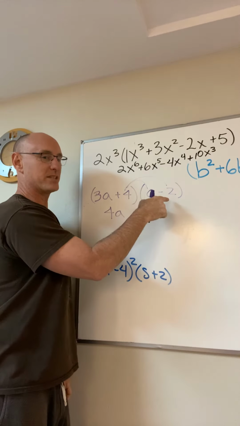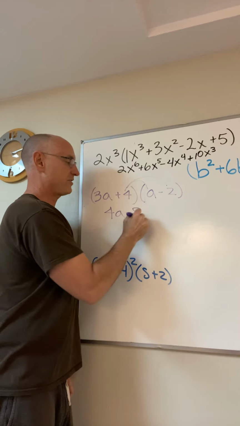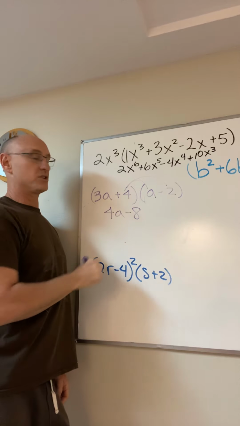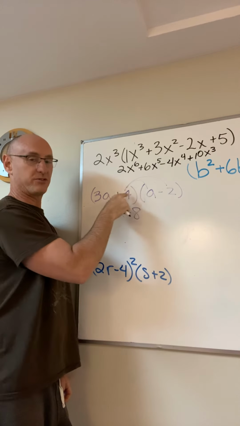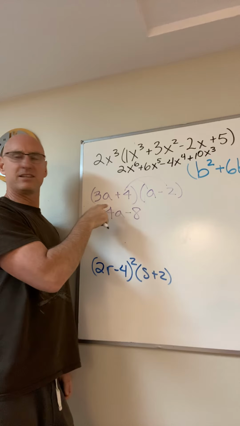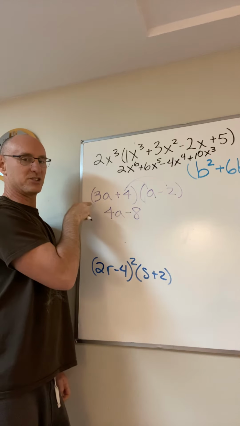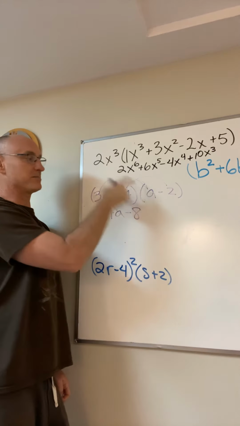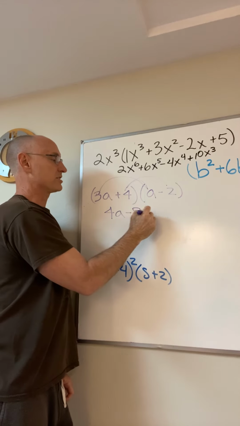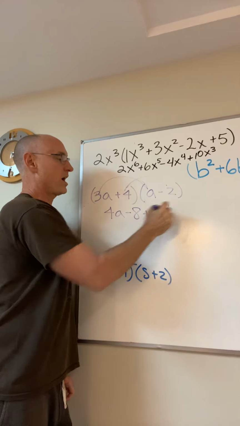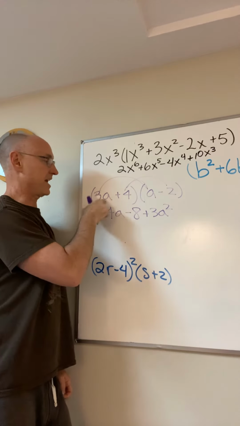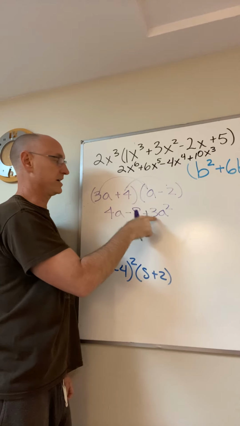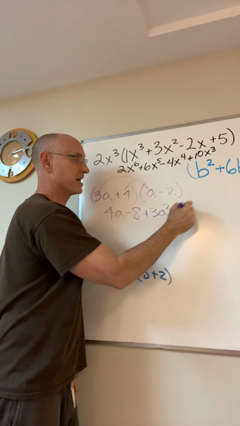Then 4 times negative 2 is negative 8, okay? So that's one distribution in front. Then we got to do the second distribution with this number. So we got to go 3a times a, which is 3a squared, okay? Because a times a is a squared, 3. And then 3 times negative 2 is negative 6a.